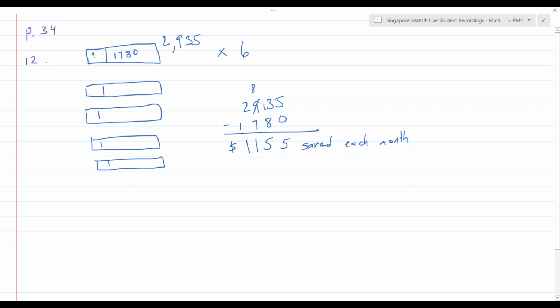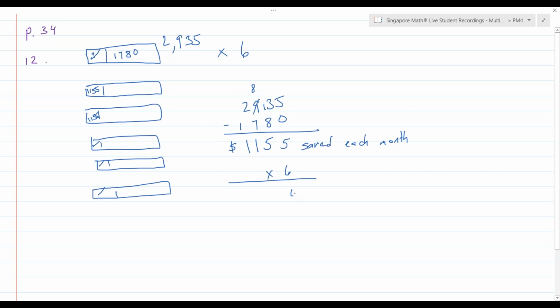The next part of the process is going to be finding how much he saves in 6 months. So I have to take that number and multiply it times 6 to find out how much he saves in 6 months. That's 1 month, but I'll have it again. I'll have 1,155 again, and again, and again. I guess I only drew 5 of them last time, right? But we're going to have 1,155 6 times.